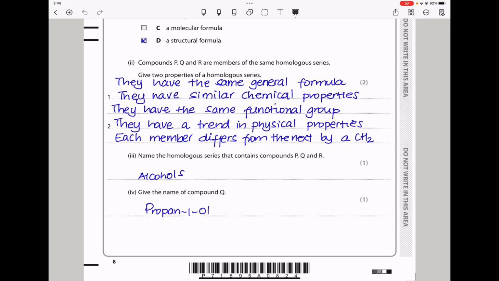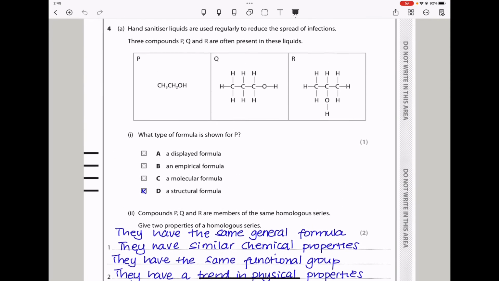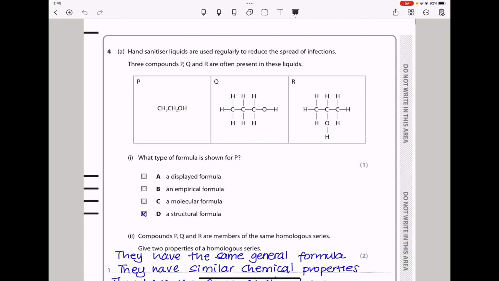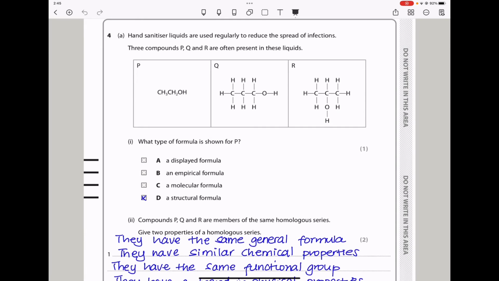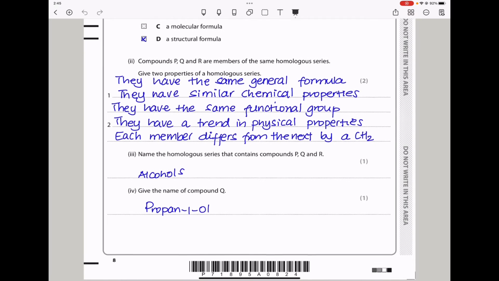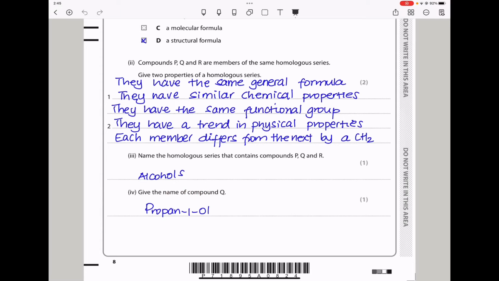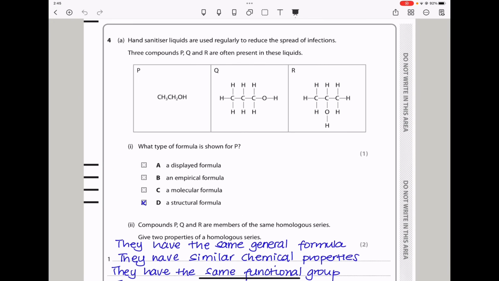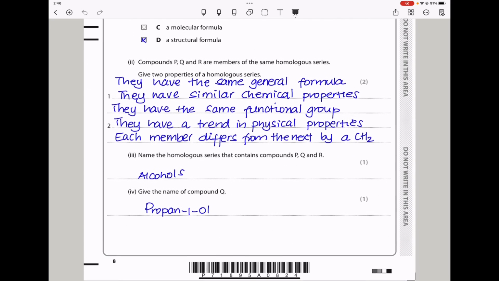And next they say, name the homologous series that contains compound P, Q, and R. If I go back up here, we can see all of them have OH, and that means they are alcohols. So the homologous series is going to be alcohols. And then they say give the name of compound Q. Compound Q, which is that, is going to be propan-1-ol. It is because the functional group is attached to this carbon, so this is going to be carbon 1. So we say propan-1-ol, and that is why this is propan-2-ol, because the functional group is on carbon 2. So my answer here was propan-1-ol.